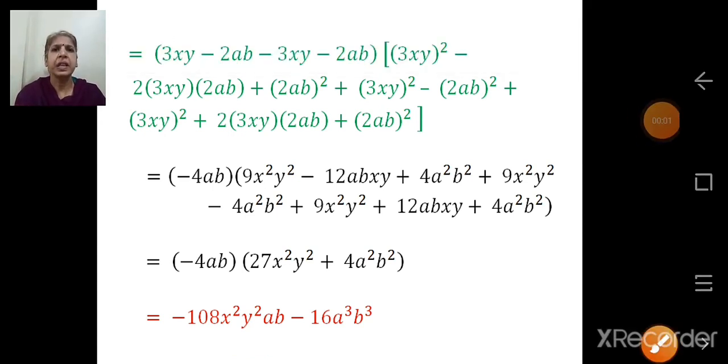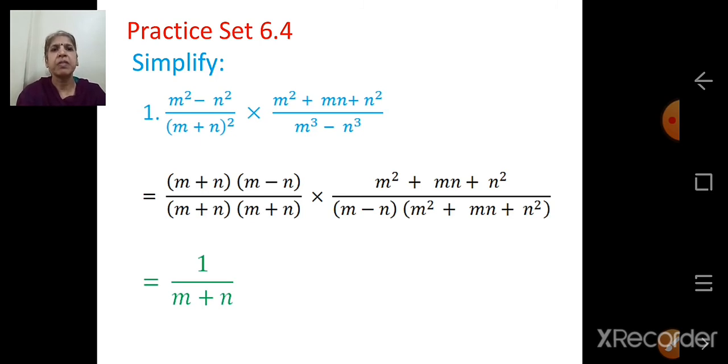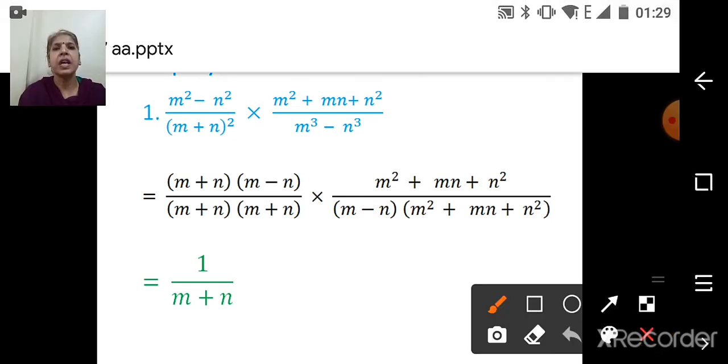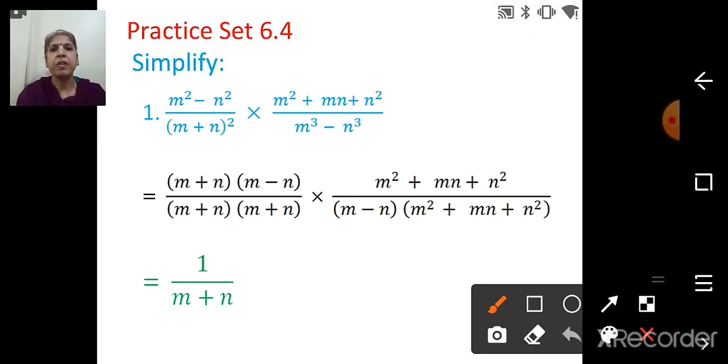Here we have completed practice set 6.3. Now we will start with practice set 6.4. So in practice set 6.4 we have to simplify. First question is m square minus n square upon m plus n the whole square multiply with m square plus mn plus n square upon m cube minus n cube. So here what they have mentioned, simplify. How are we going to simplify? First we have to factorize the given expression. So we have learned how to factorize.